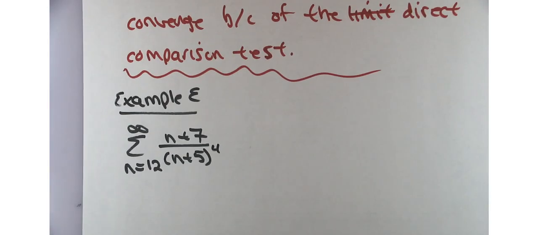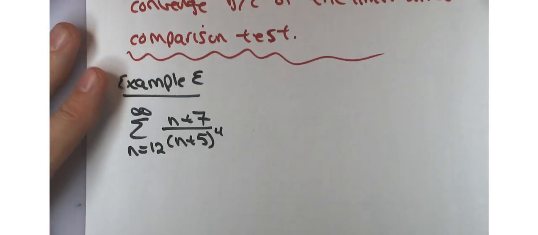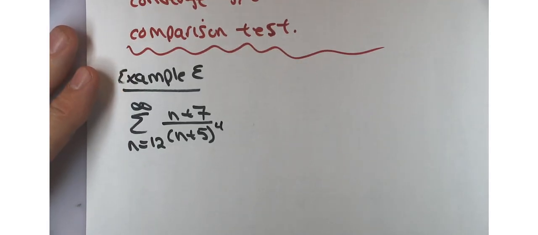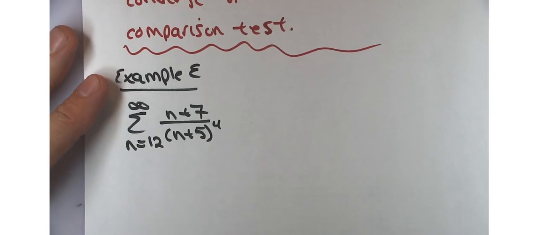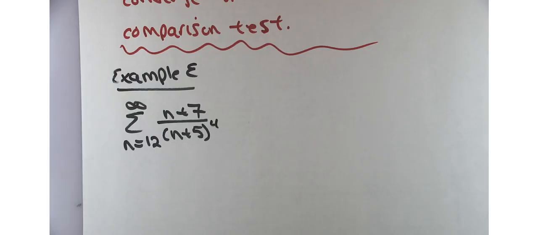Now, question for you. What do you think is going to happen with this one? Are we going to end up with something that converges or diverges? What are you thinking on this one? Converges because the denominator is larger. Okay, converges because the denominator is larger.